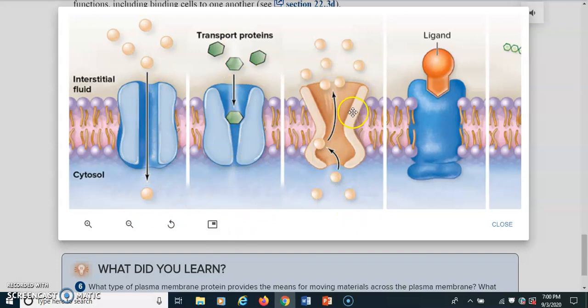And again, they're specific. So remember, proteins, just like enzymes, always have a certain shape. So they're very specific for certain substances. So, all right, so that's one function.